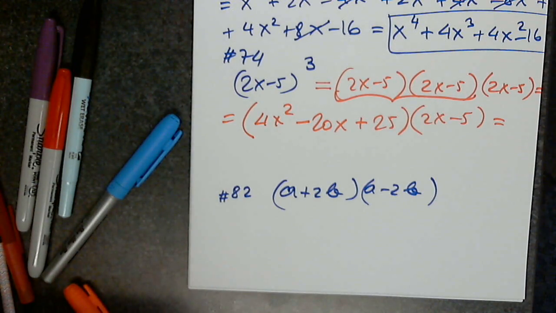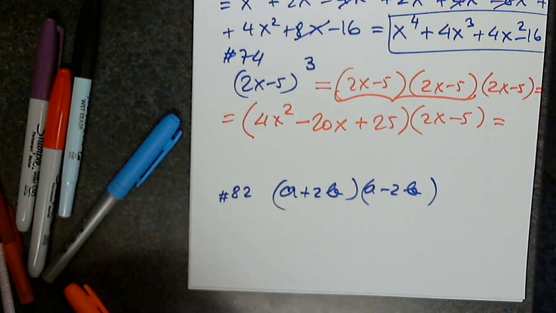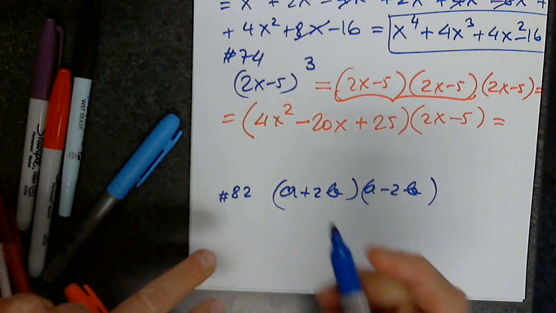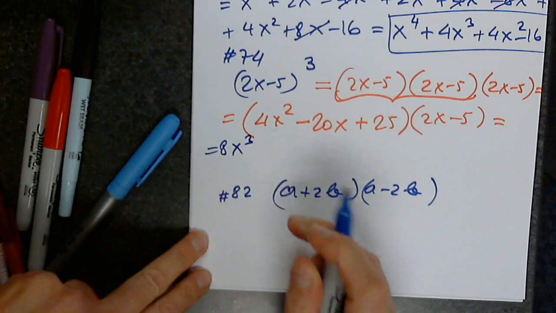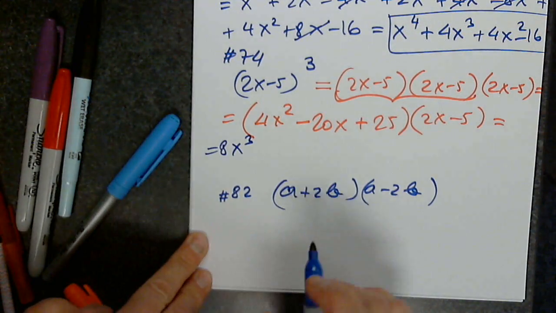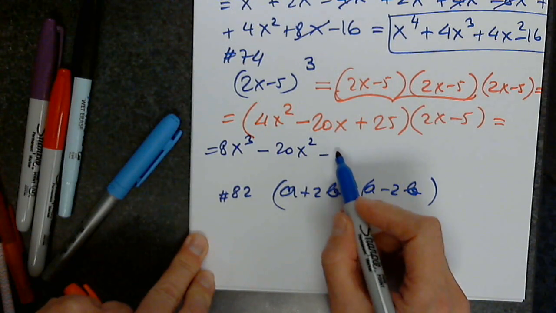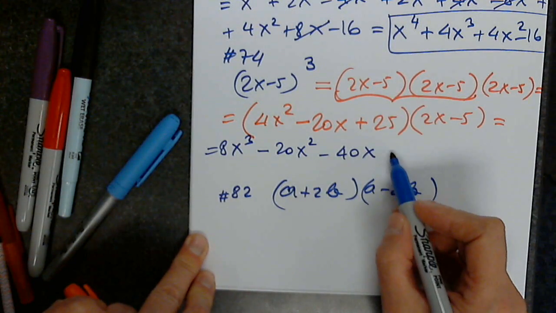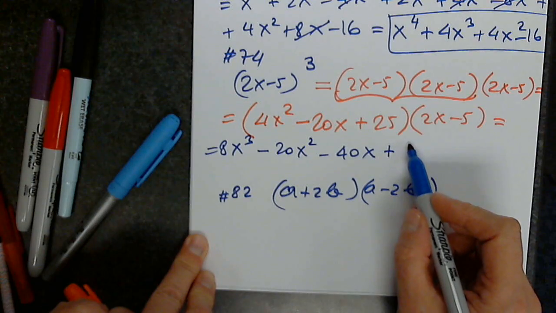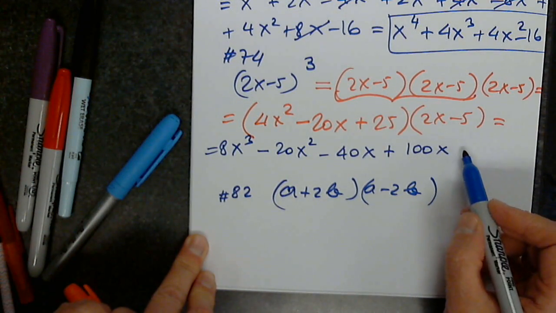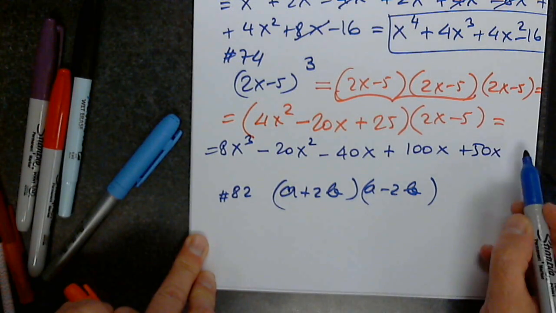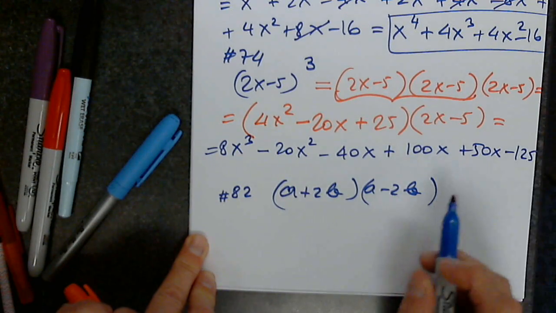Can anyone dictate the next step? 8x to the third. Very good. Minus 20x squared, minus 40x, plus 100x plus 50x minus 125.